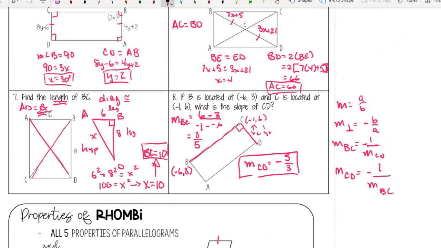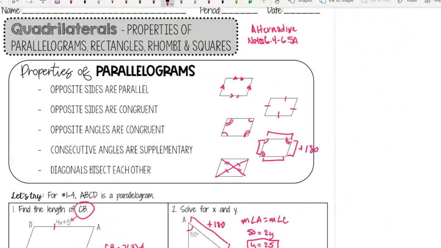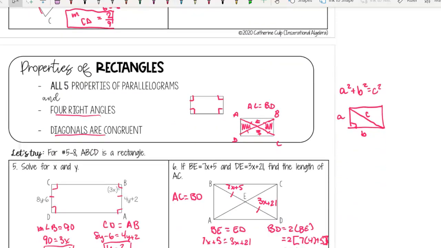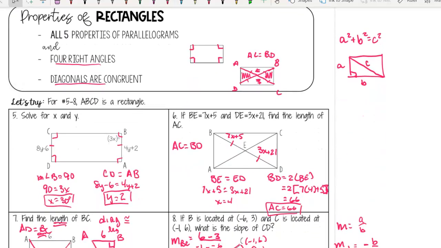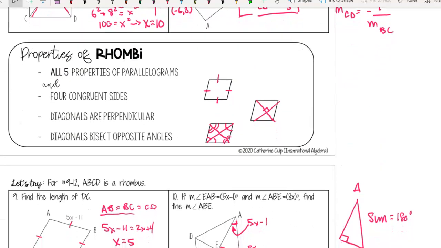Okay, so we've got parallelograms. Those properties apply to rectangles. The difference between parallelograms and rectangles is that there's 90 degrees in each corner and the diagonals are congruent to each other. A rhombus has the same properties of a parallelogram. The difference here is that there are four congruent sides, diagonals are perpendicular, and diagonals bisect opposite angles.